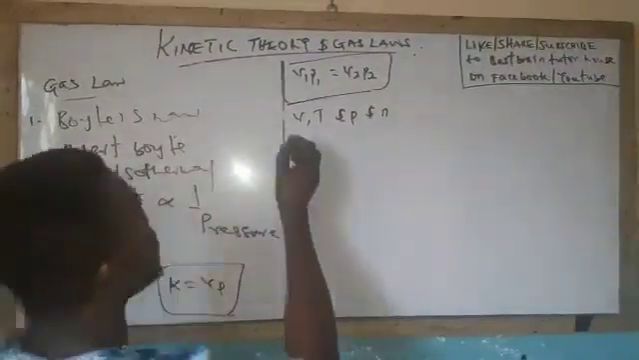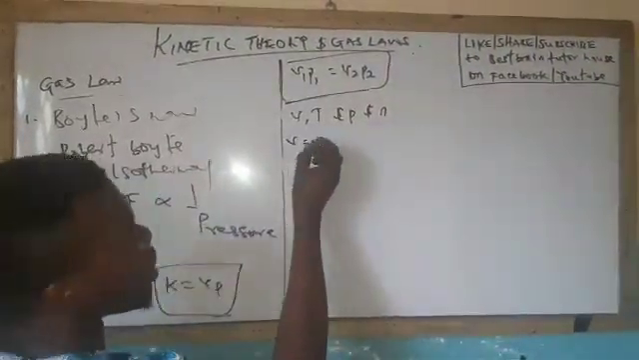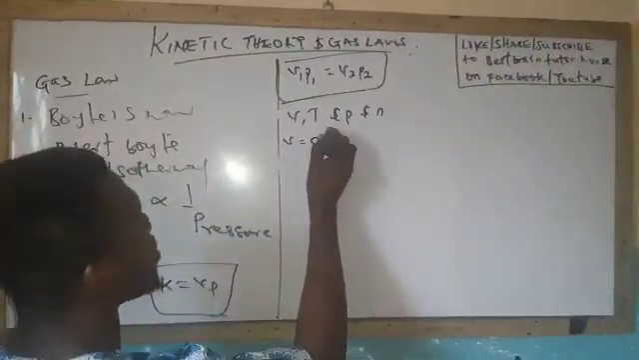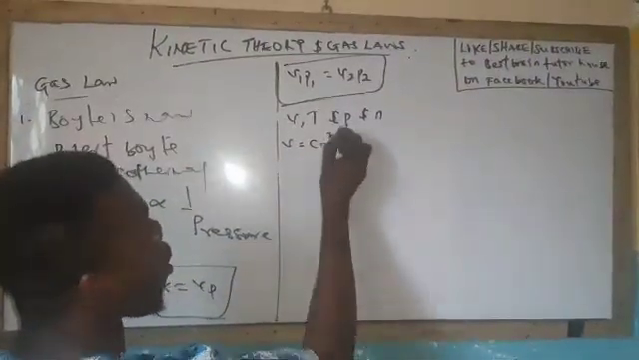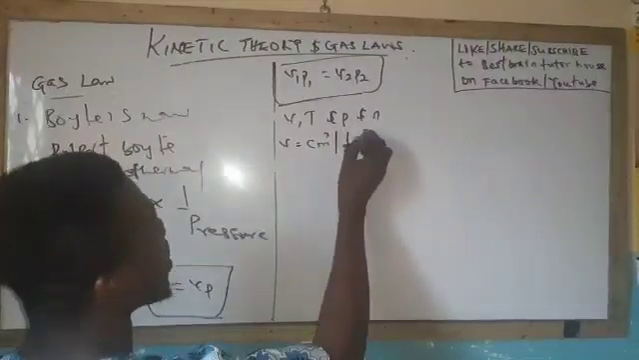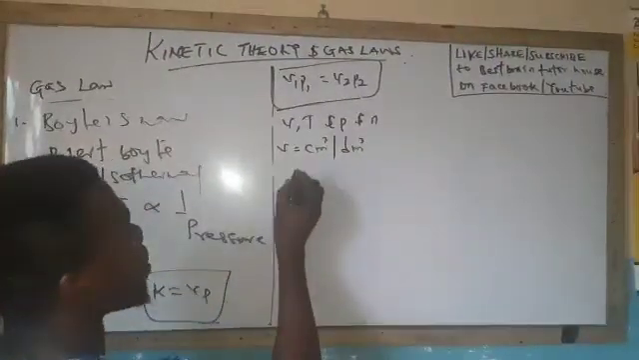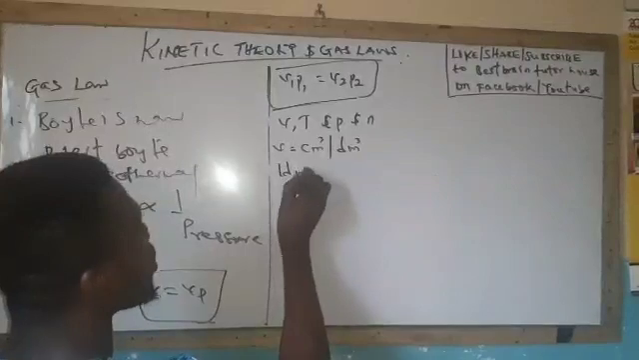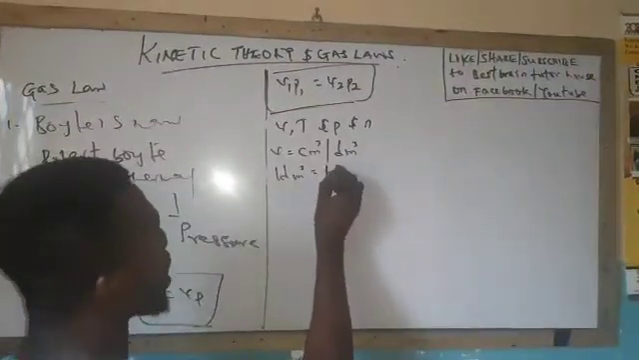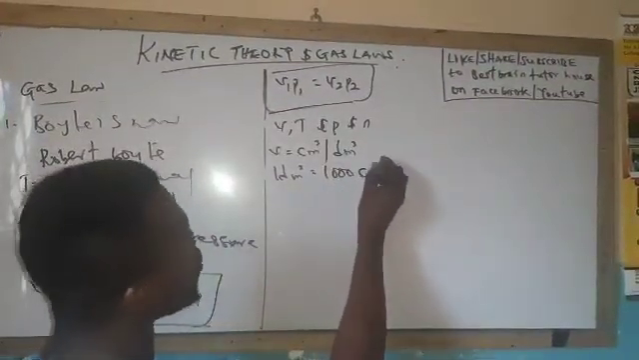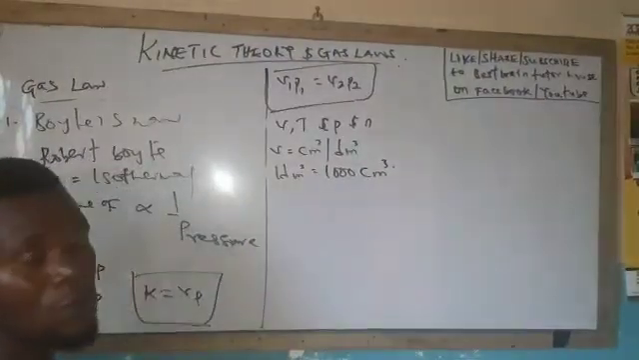Now first, volume is expressed in centimeter cube or in decimeter cube. That is to say that 1 dm cube is equal to 1000 cm cube. That is the standard unit for volume.